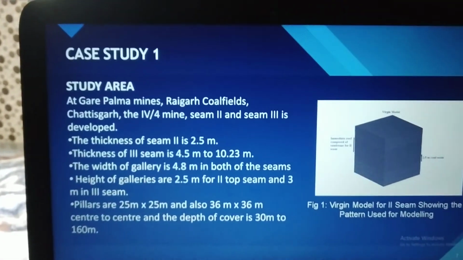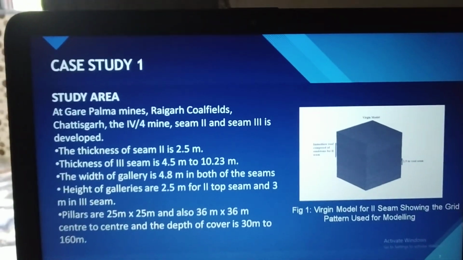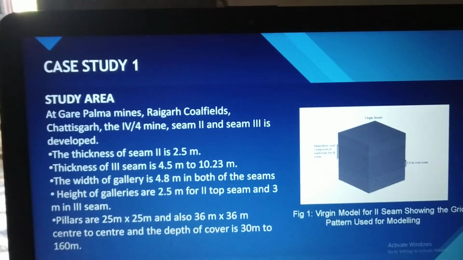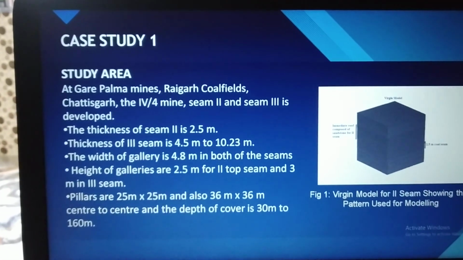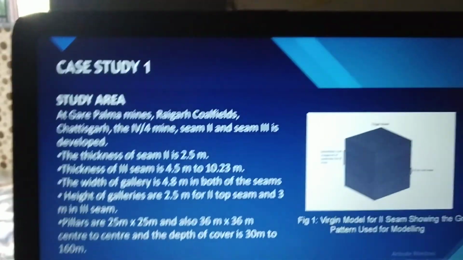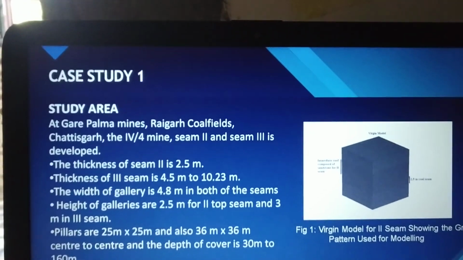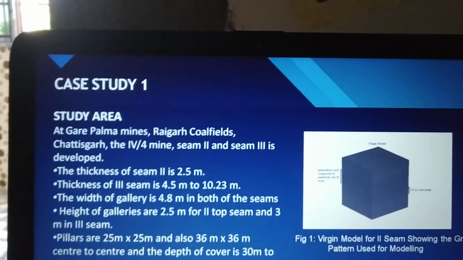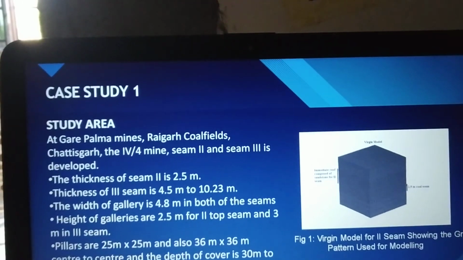I have taken a case study which belongs to Gair Palma mines of Raigarh coalfields, Chhattisgarh. We have considered the second seam of the fourth panel, and seam 3. The thickness of the second seam is 2.5 meter and the thickness of the third seam is 4.5 to 10.23 meter. So we might say that the third seam is slightly thicker than the second seam. The width of the gallery is 4.8 meter in both the seams, and the height of the galleries is 2.5 meter for the top seam and 3 meters for the third seam. Pillars as prescribed by DGMS are 25 by 25 and 36 by 36 center to center, and the depth of cover is 30 to 160 meter.